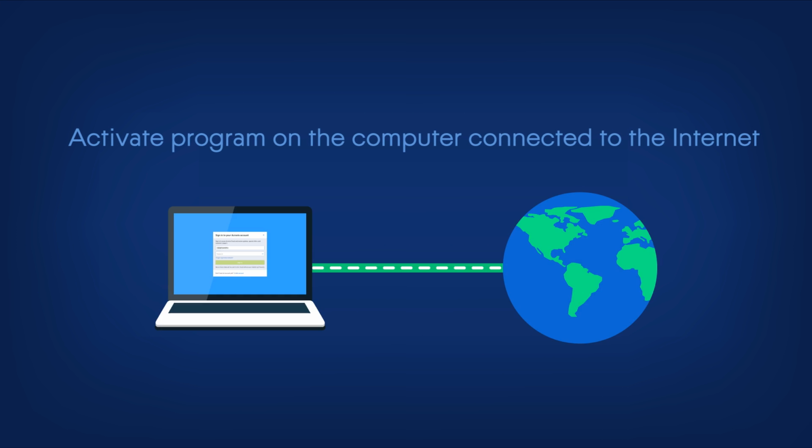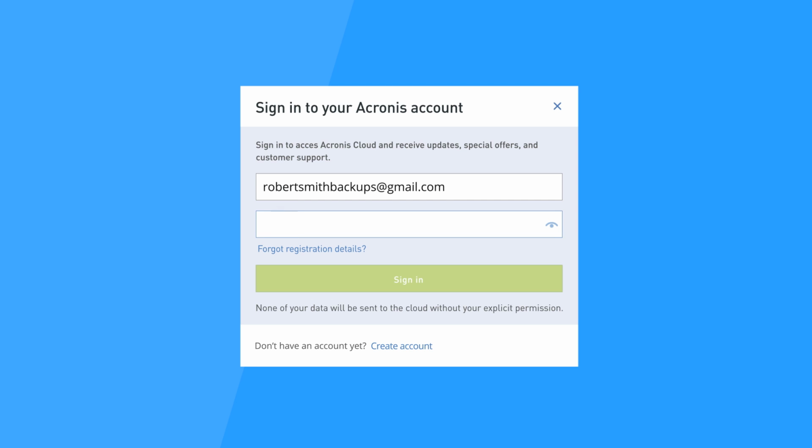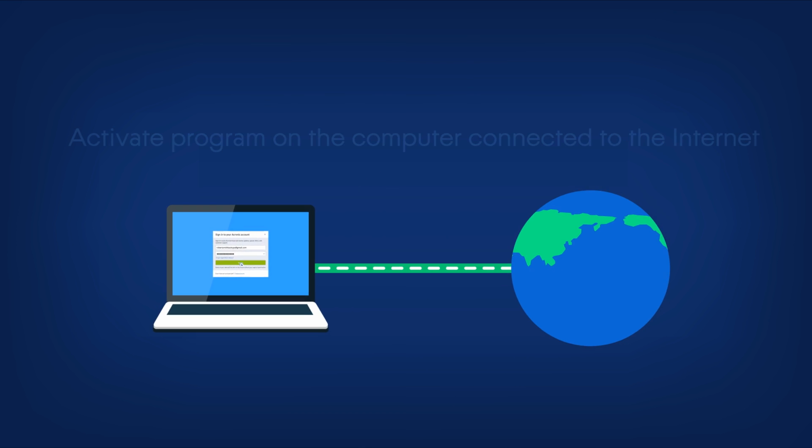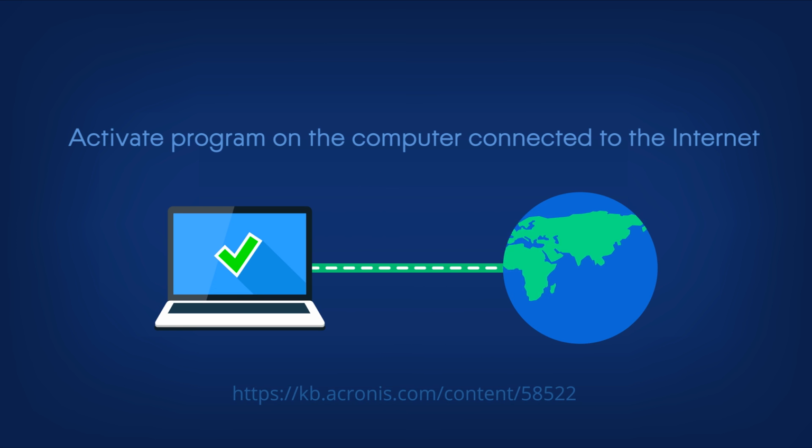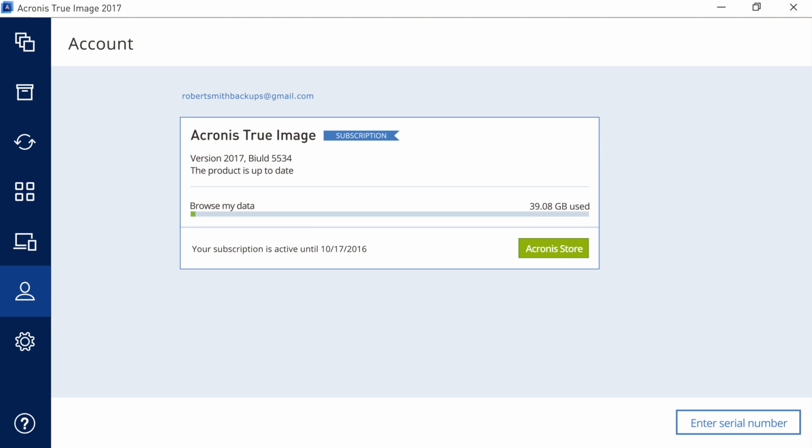Activate the product online using your computer. If your serial number is registered in your account on the Acronis website and your computer is connected to the internet, you only need to sign into your account. The product will be activated automatically. The activation of the subscription license will always require login to your Acronis account.